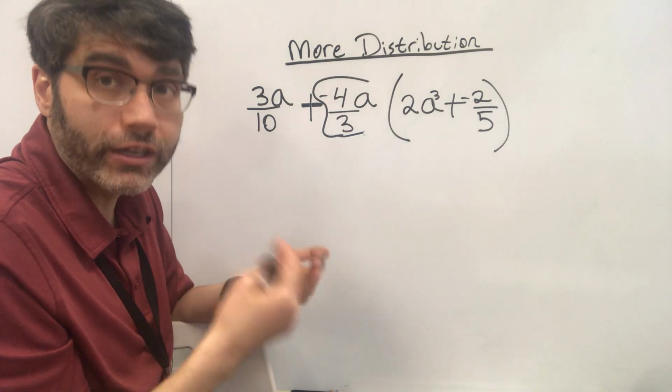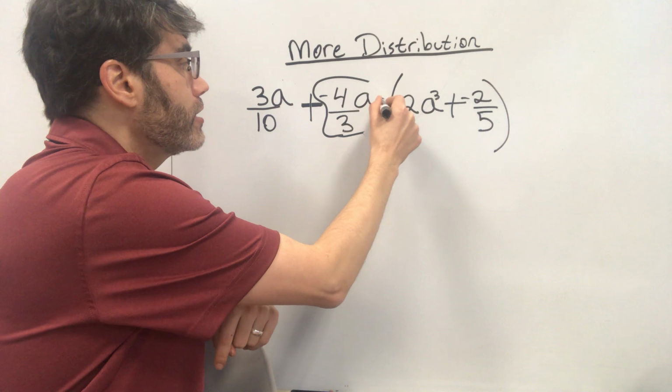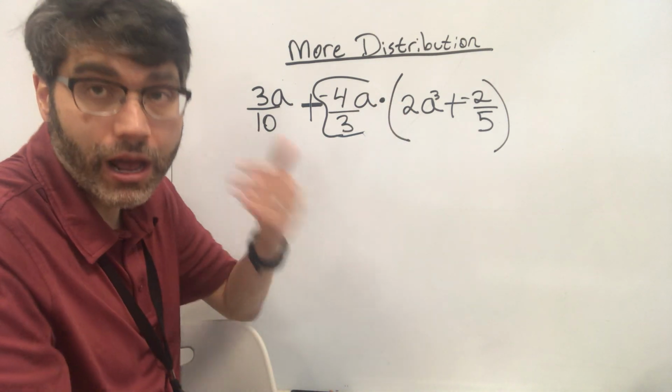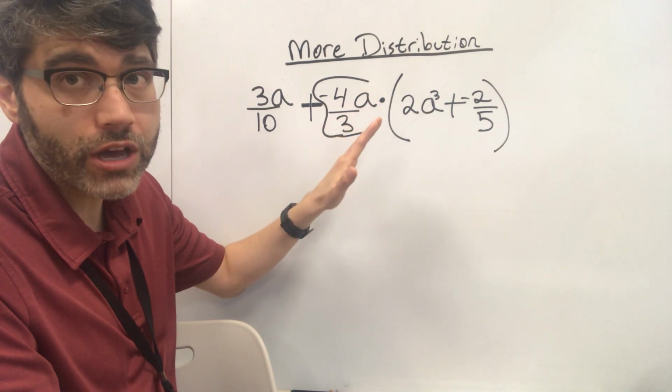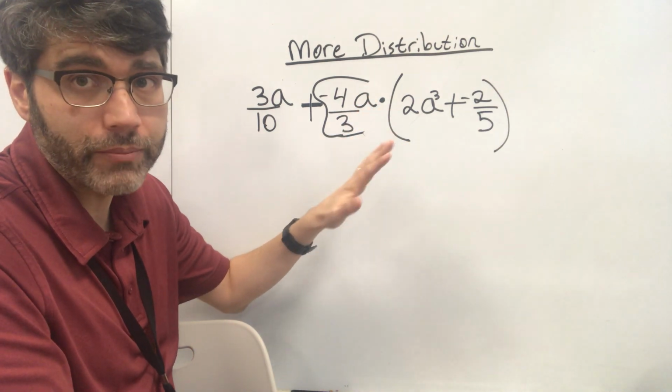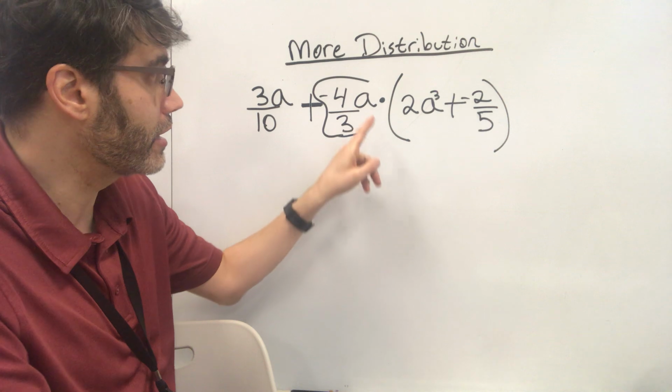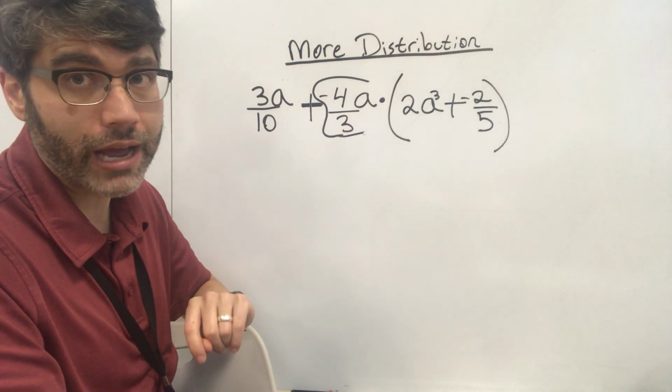So if you want to, you can always put in a little dot here so it's more obvious to you, even though it's not going to be there on the paper for you. Just so you know, it's like an implied little dot right there.